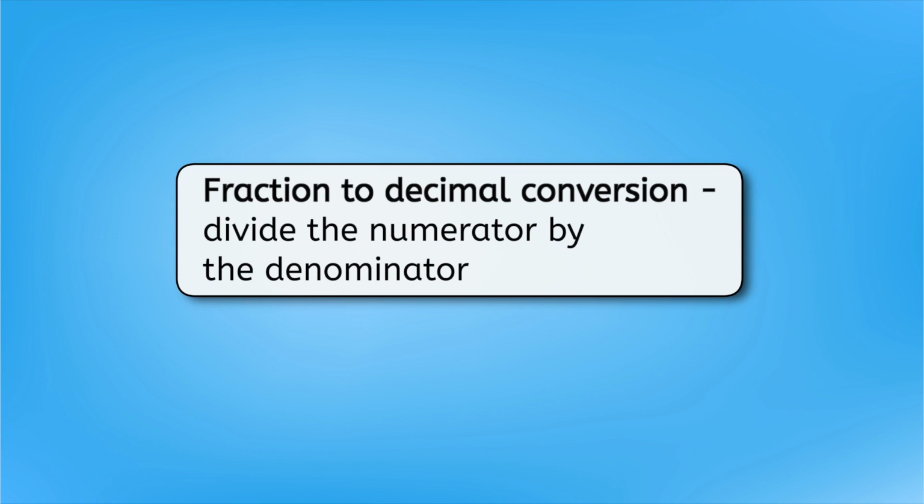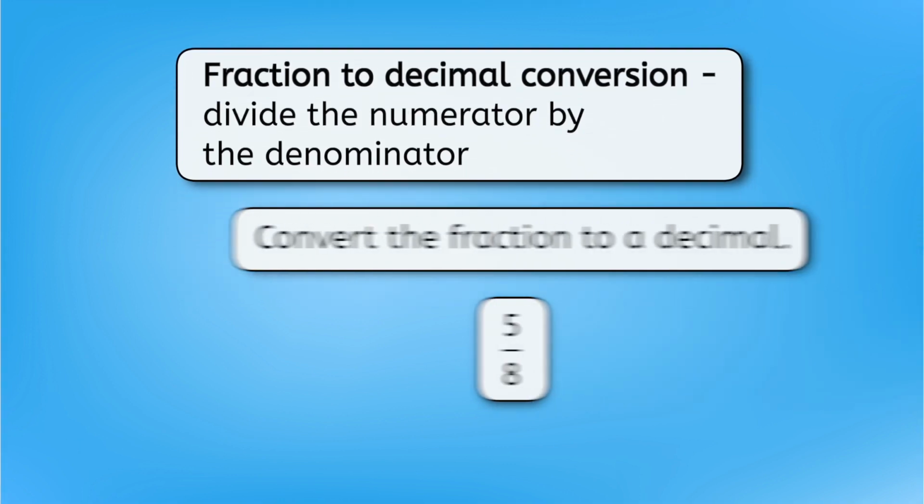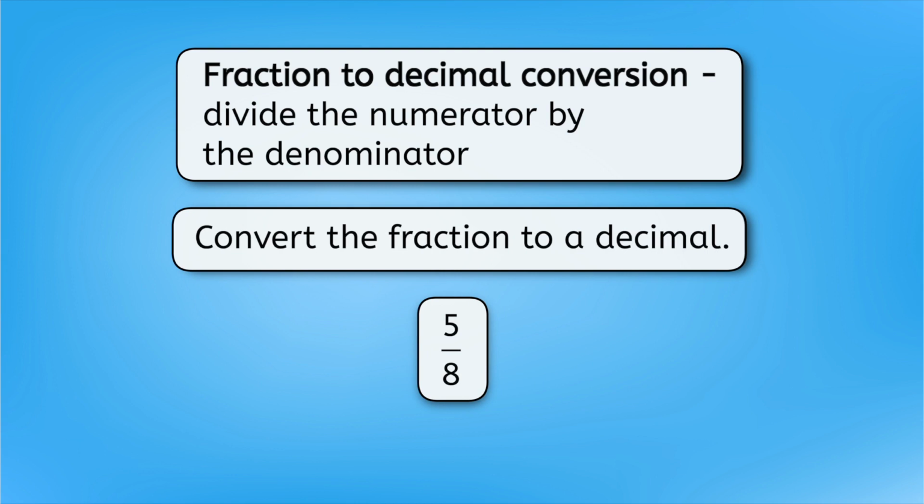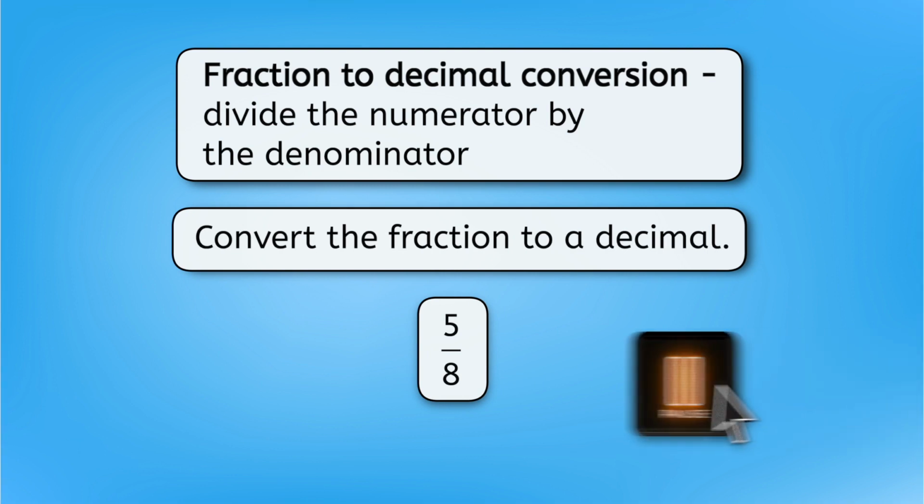To convert a fraction to a decimal, we could just divide the numerator by the denominator. Let's try it again. Pause here to convert 5/8 to a decimal.